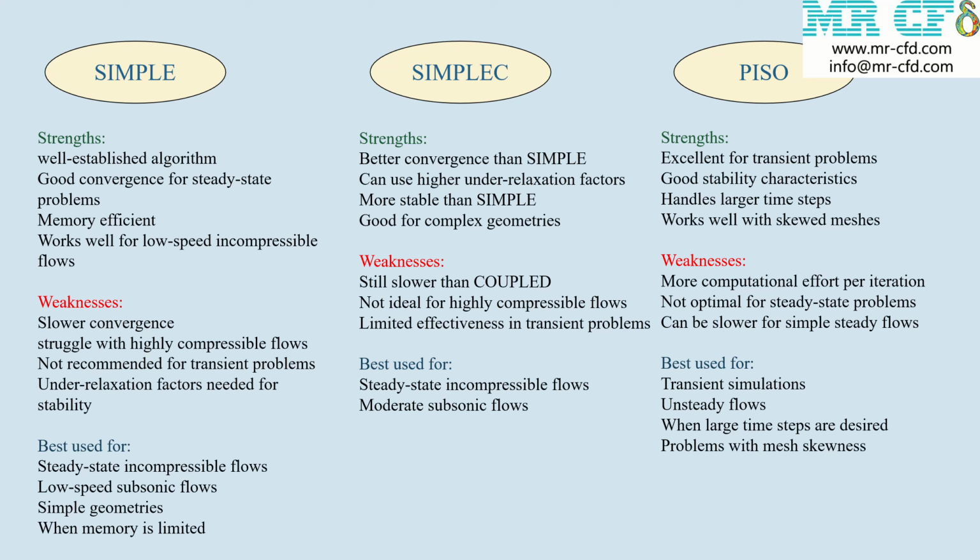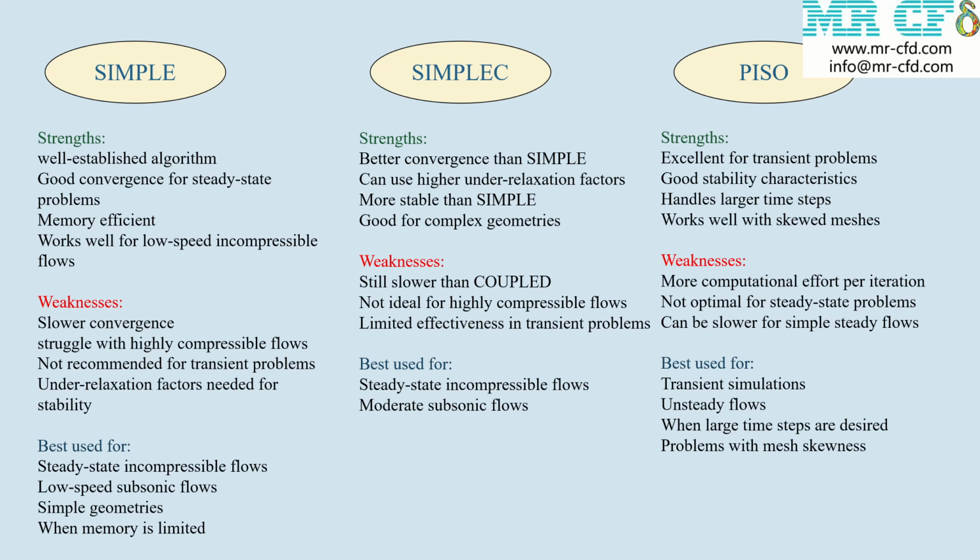For usage tips, it's advisable to start with lower under-relaxation factors and gradually increase them if convergence is stable, using SIMPLE only for simple steady-state problems. The second method is SIMPLEC, which offers better convergence than SIMPLE, though still slower than the coupled algorithm. It allows for higher under-relaxation factors and is more stable than SIMPLE, making it suitable for more complex geometries. However, it is still not recommended for unsteady flows. Its best use is for steady-state, incompressible, and moderate subsonic flows.